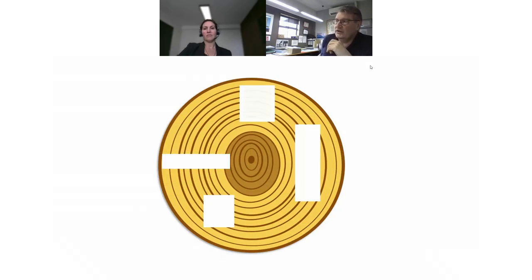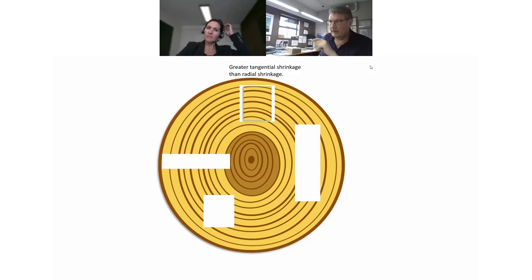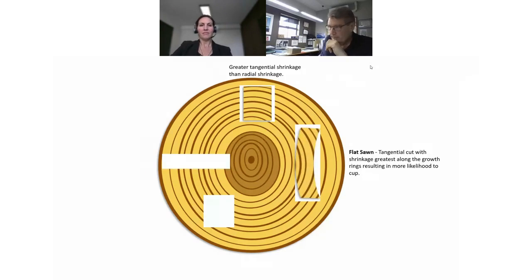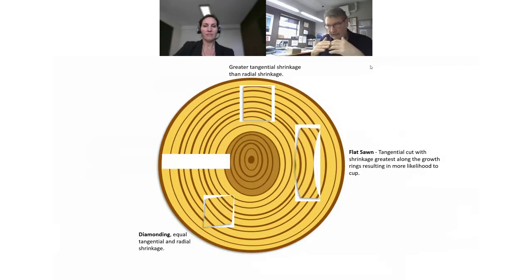So you can see it shrunk along the grain. So the sides are getting a little bit thinner. And this one is not a very happy piece of timber. And that's the way it shapes itself. That's cupping. And then diamonding is where you get shrinkage from both sides. And so it's equal, so you end up with a diamond shape.